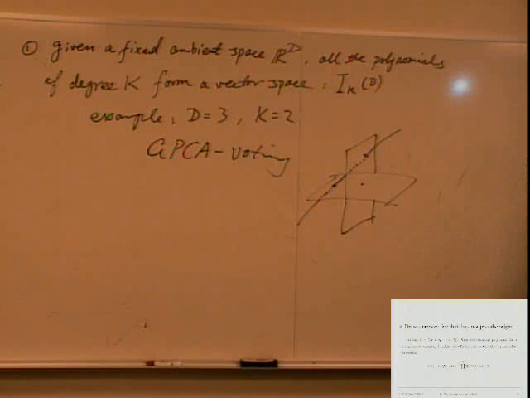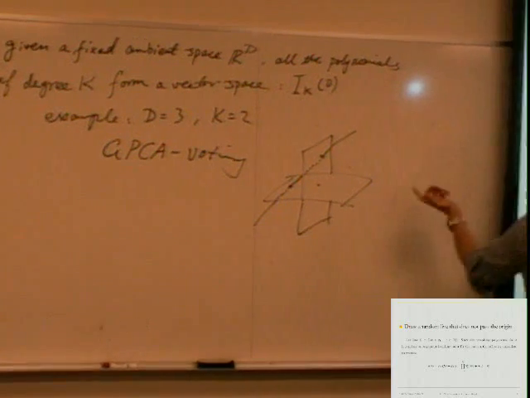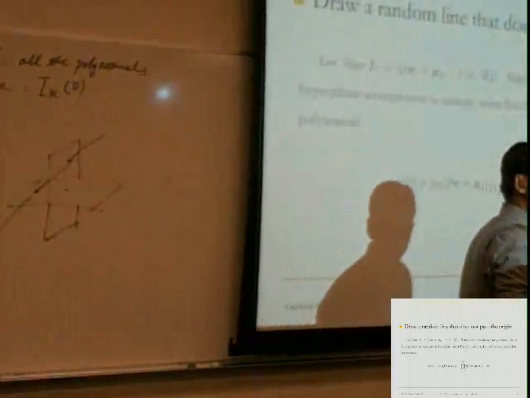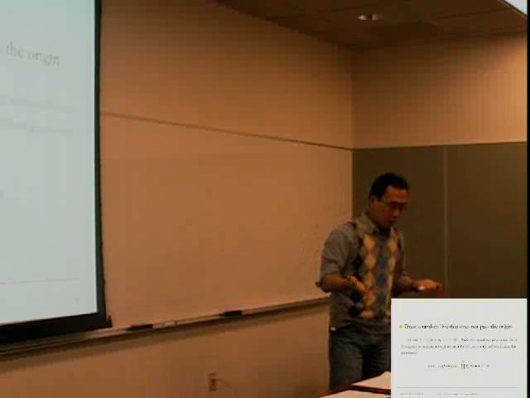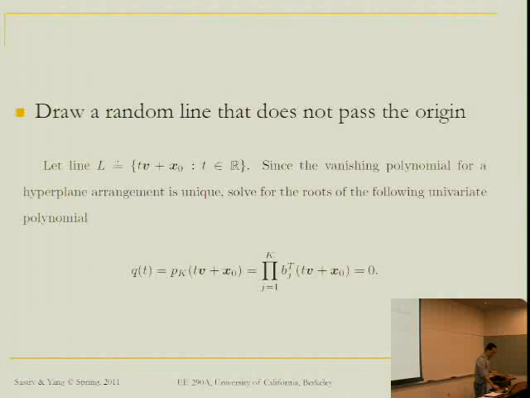So at the end, the problem is reduced to finding k roots in this vanishing polynomial. That's it. After you get the roots, you put the solution for t from t1 to tk back to the line equation, and then you get the k points. That's simple enough. Okay. So that's the hyperplane case. Also, preferably you don't have that much of noise.